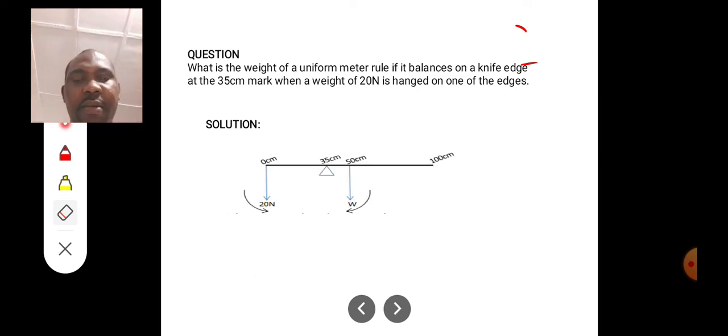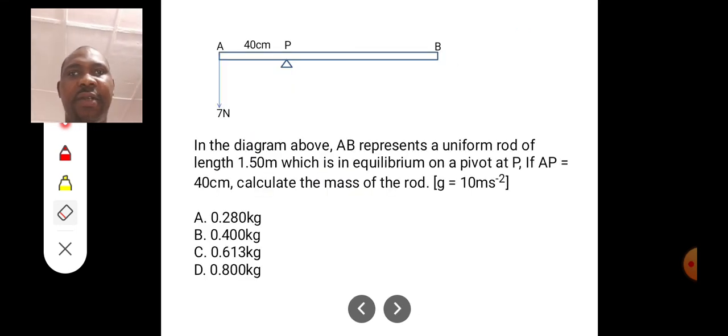You see that? Exactly what we just did, and follow the solving. Let's look at another question here. It says, in the diagram above, AB represents a uniform rod of length 1.50 meters, which is in equilibrium on a pivot P. If AP equals 40 centimeters, calculate the mass of the rod. Now remember, it's a uniform rod, so the length is 1.5.